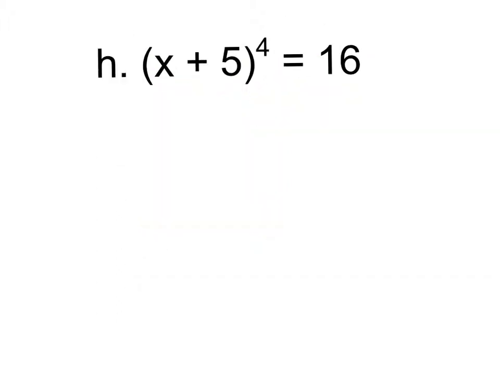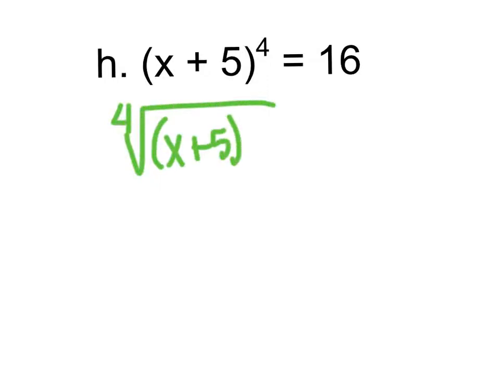This one again is very similar to G. Now the exponent outside the parentheses is 4. So instead of doing the fifth root, this time we're going to do the fourth root of what's in the parentheses, which is x plus 5 to the fourth. And then what we did on the left, we have to do on the right. So we're going to do the fourth root of 16.